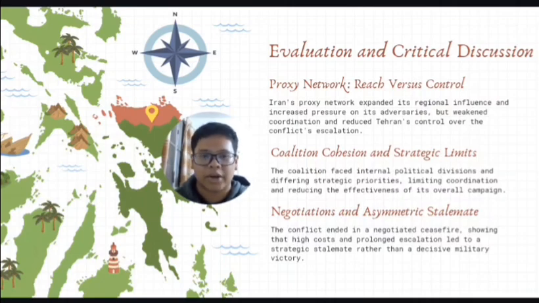Although a ceasefire and the Islamabad memorandum brought an end to active hostilities, major issues such as Iran's nuclear program and international sanctions remain unsolved. This outcome reflects the nature of asymmetric warfare, where prolonged conflict often ends up in a strategic stalemate instead of a clear winner.